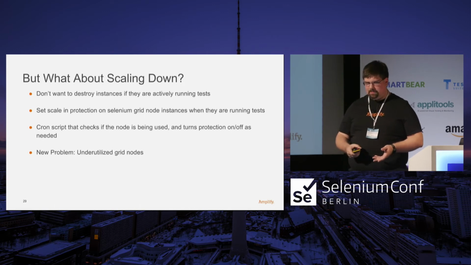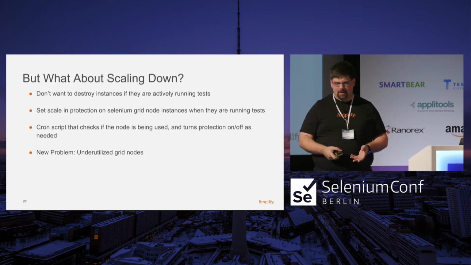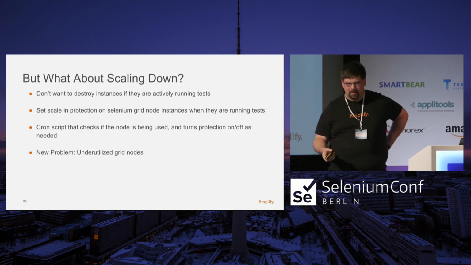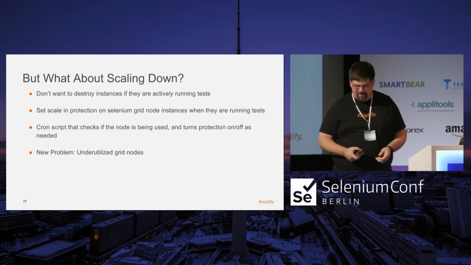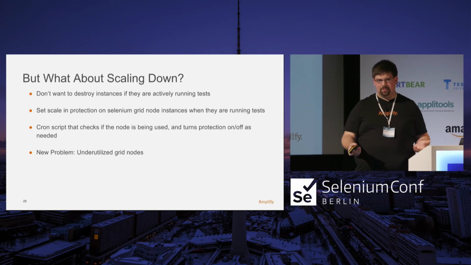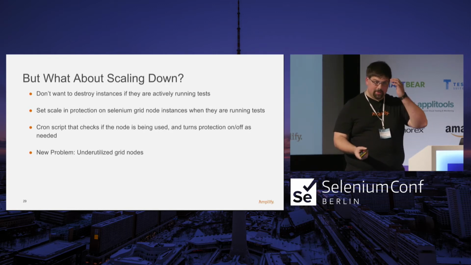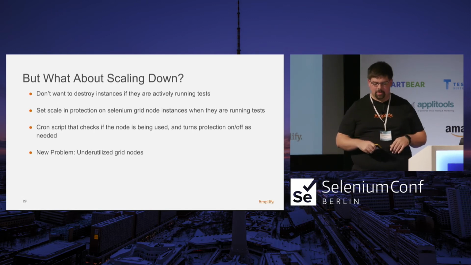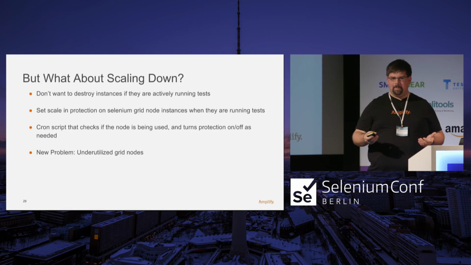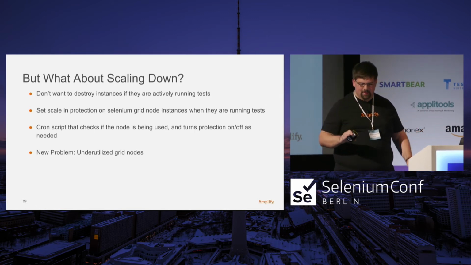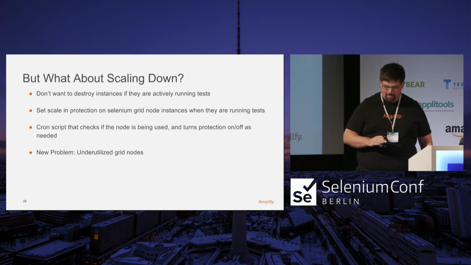One thing people are probably thinking about right now is, when I talk about removing instances from a running Selenium grid, how do your tests not just explode? The solution is this thing called scaling protection from AWS. It's a little AWS API call that you can make to tell them, okay, this particular instance is actively doing stuff. Don't touch it. Don't turn it off.